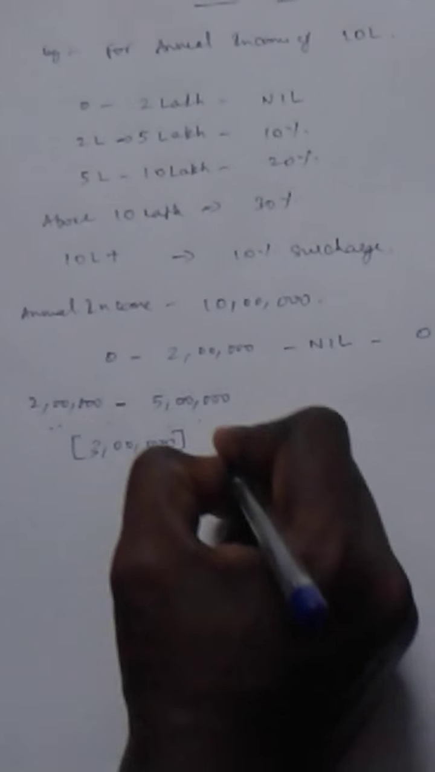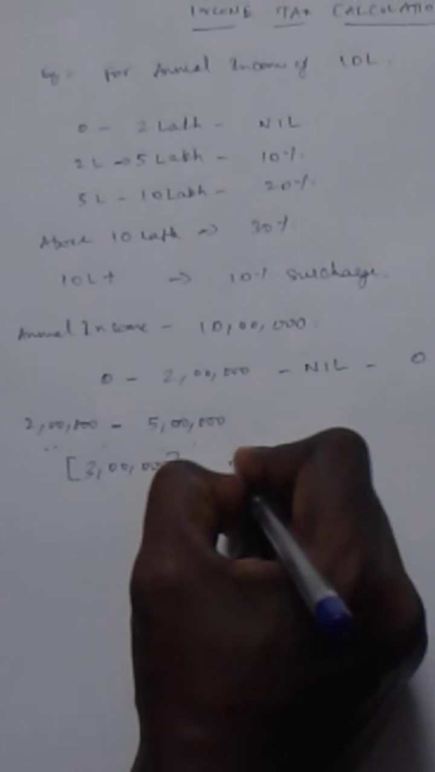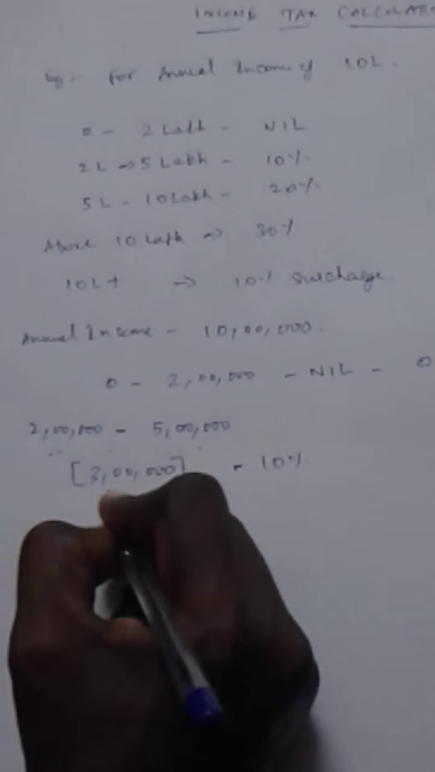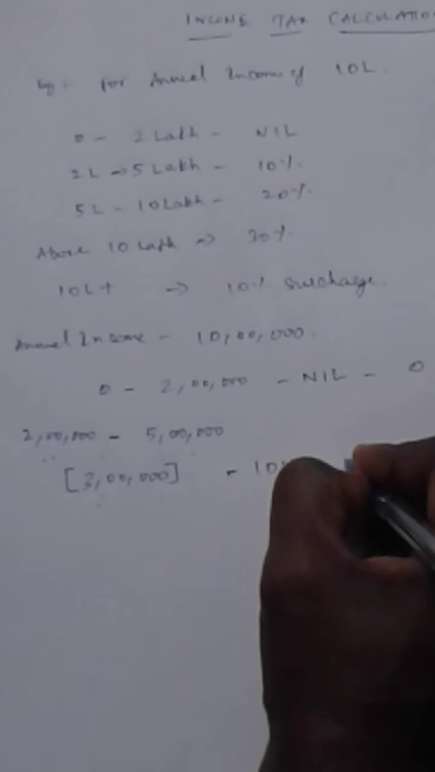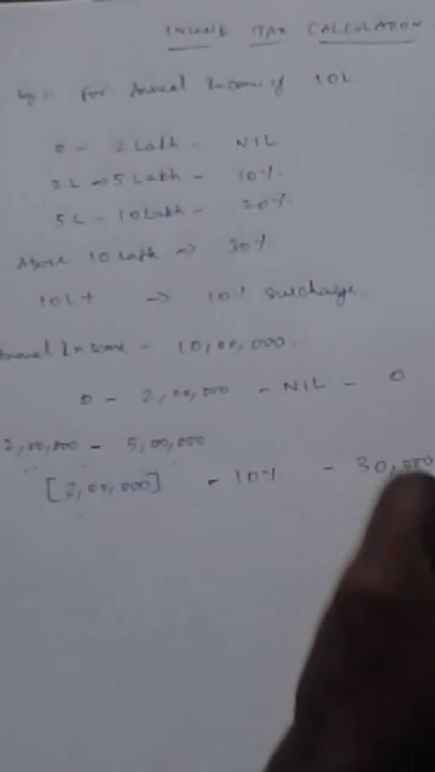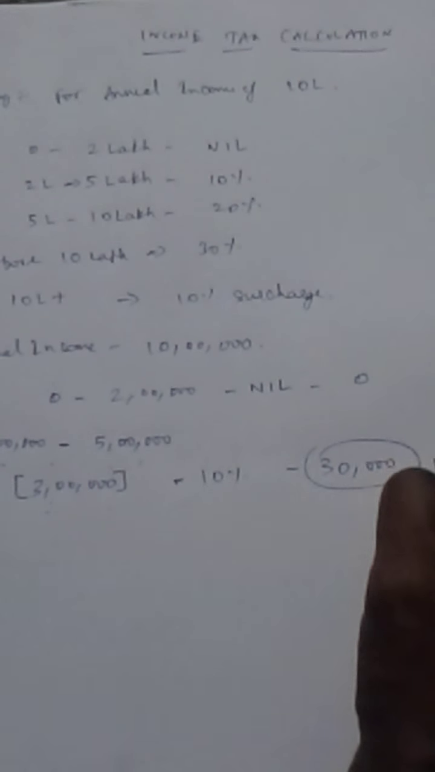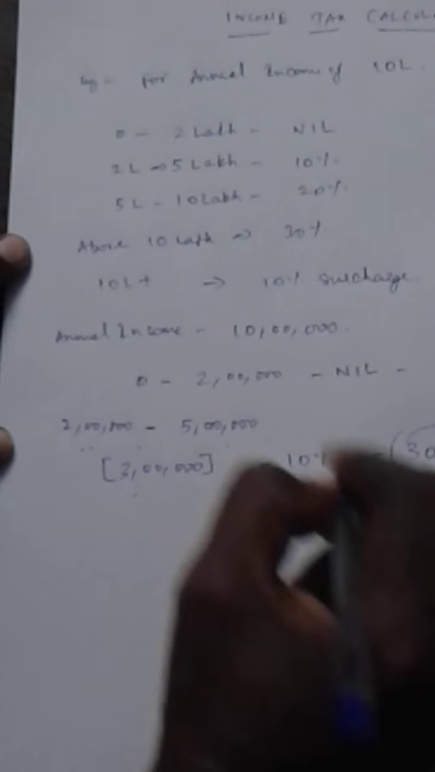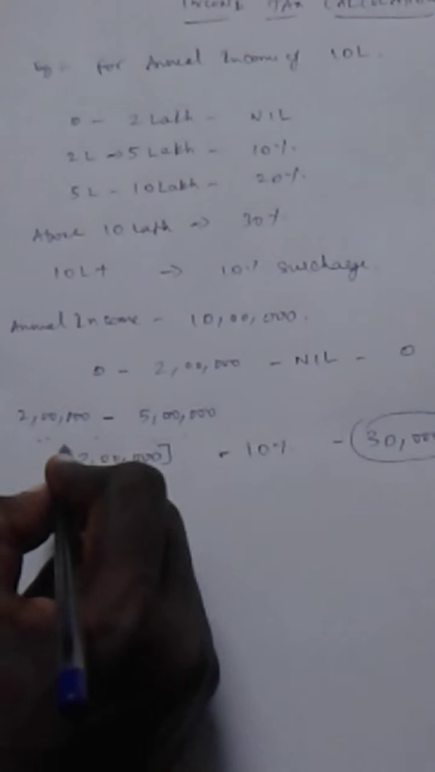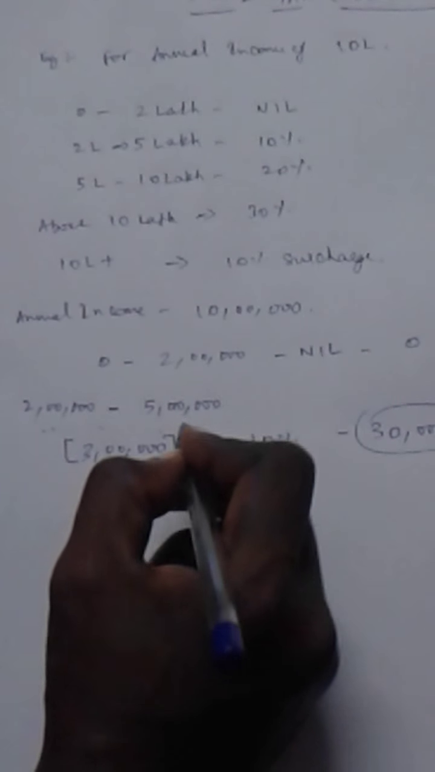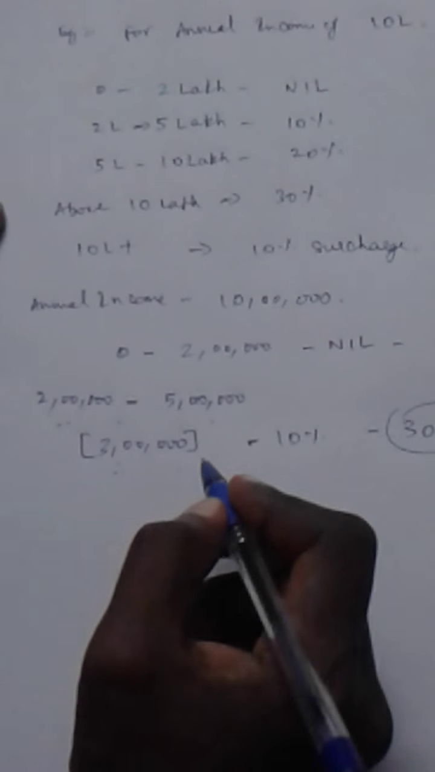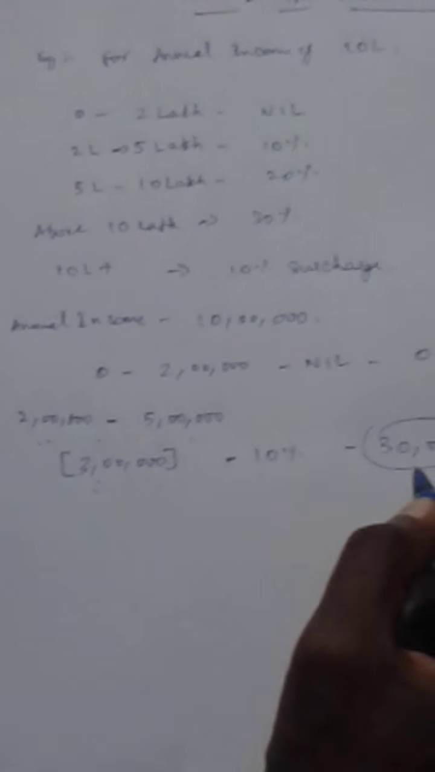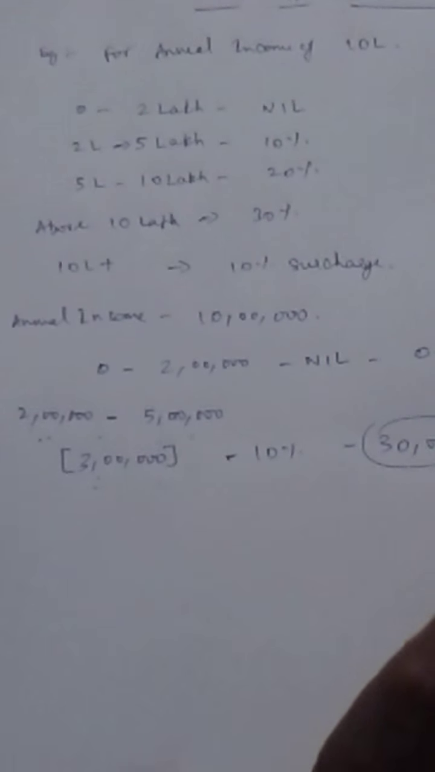That is, we need to pay 10% of 3 lakh. What is 10% of 3 lakh? That is equivalent to 30,000. This is your tax payable amount for the person who earns an income between 2 lakh to 5 lakh. If he touches the 5 lakh, he has to pay 30,000 rupees.